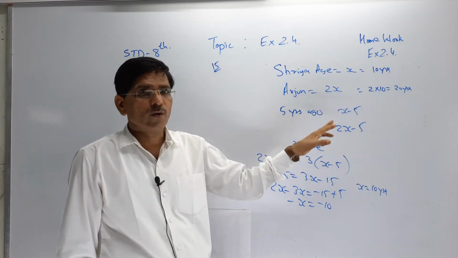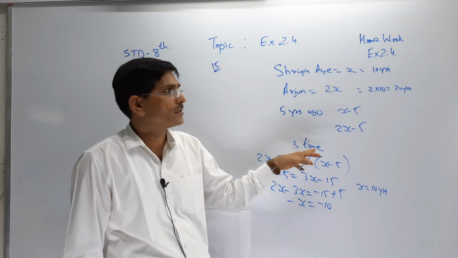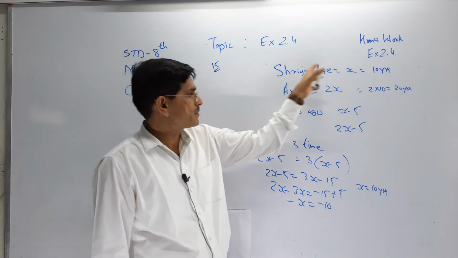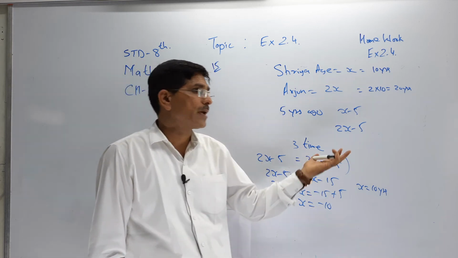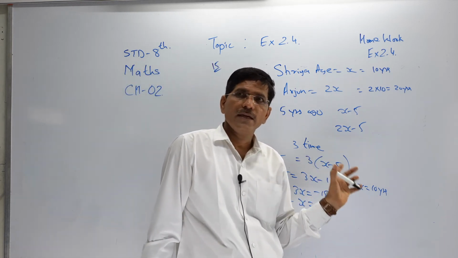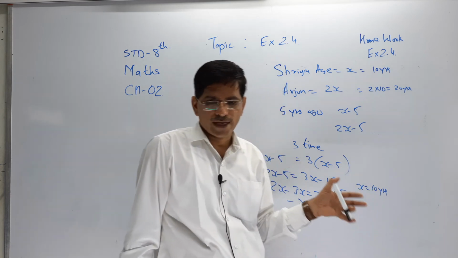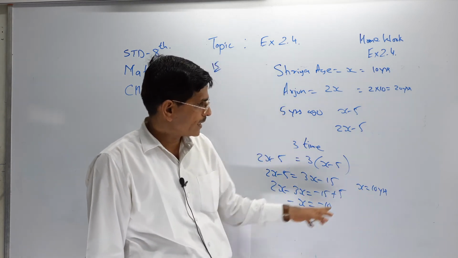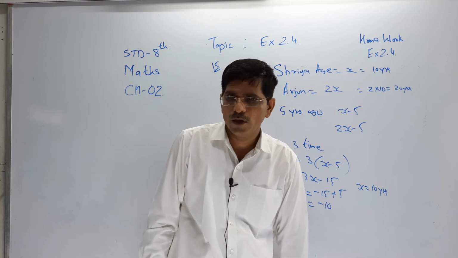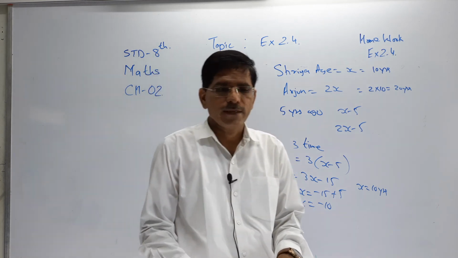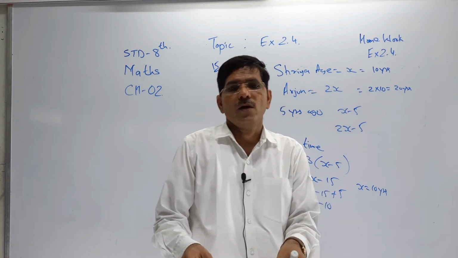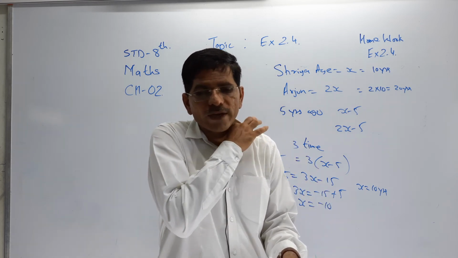Now what is the relation? Arjun is 3 times Shreya's age. So Arjun is 2x minus 5, 3 times Shreya. So in bracket I write 3 into x minus 5, and when we open the bracket, we get x is equal to 10. So I hope that you have understood all the sums perfectly.